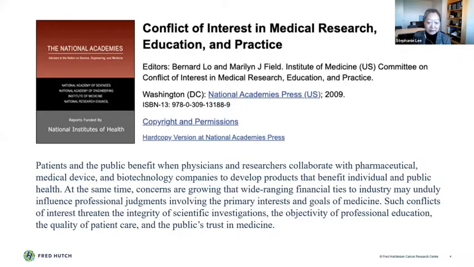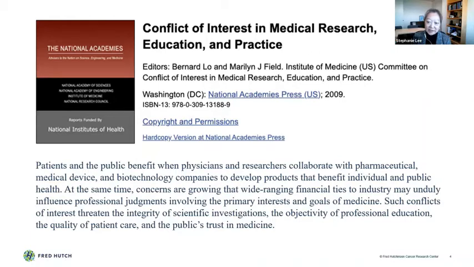And so I'll just read this for you. It says, patients and the public benefit when physicians and researchers collaborate with pharmaceutical, medical device, and biotechnology companies to develop products that benefit individuals and public health. At the same time, concerns are growing that wide-ranging financial ties to industry may unduly influence professional judgments involving the primary interests and goals of medicine. Such conflicts of interest threaten the integrity of scientific investigations, the objectivity of professional education, the quality of patient care, and the public's trust in medicine.